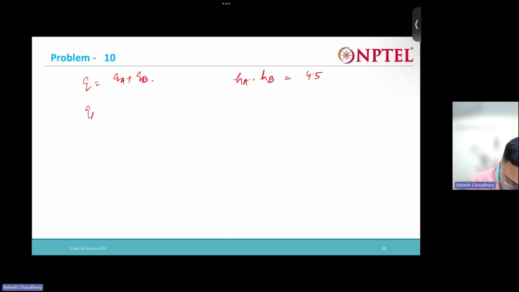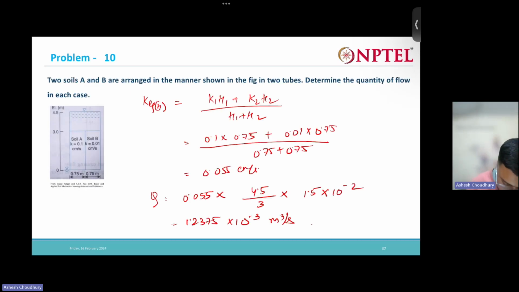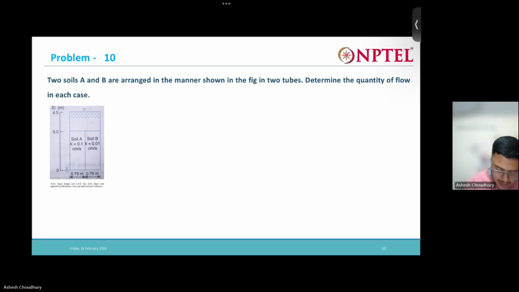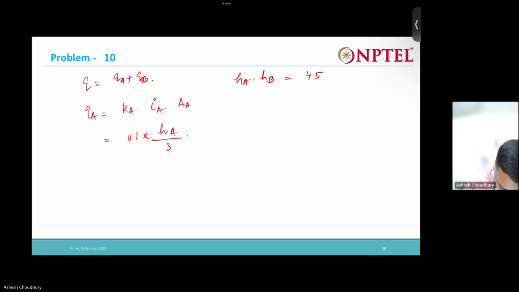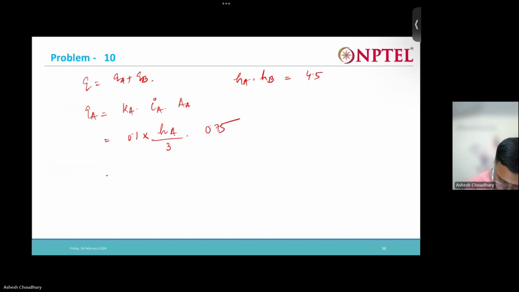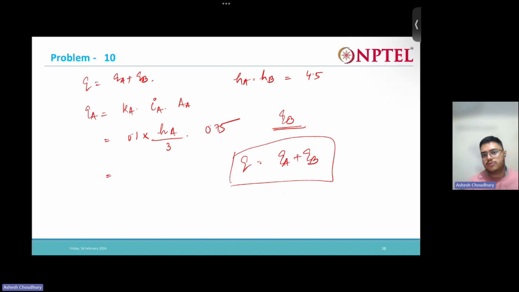So if you want to find QA, it is KA into IA into AA. KA is given to you. What is I? I will be HA by the length of flow, which is 0.75. If we do this, we will get QA. Similarly, you can get QB, and then the total Q you can get by QA plus QB.